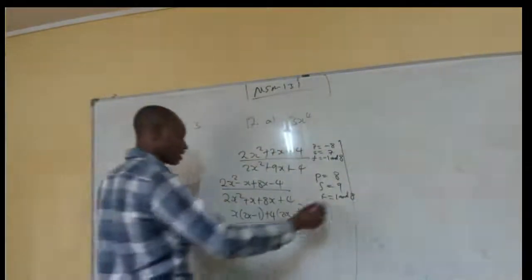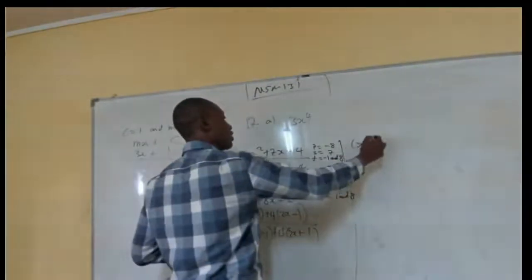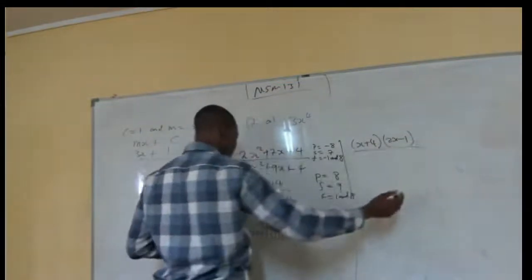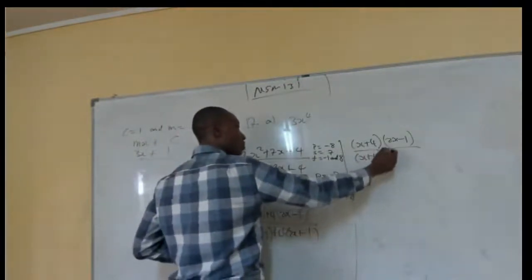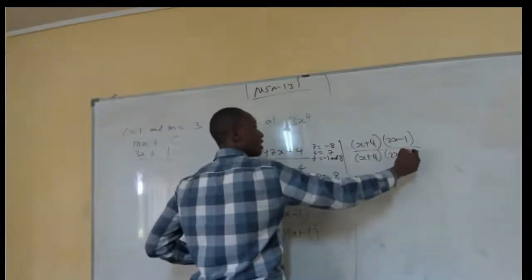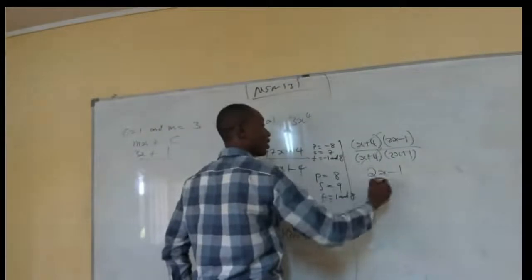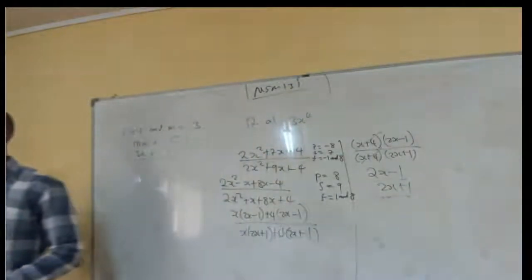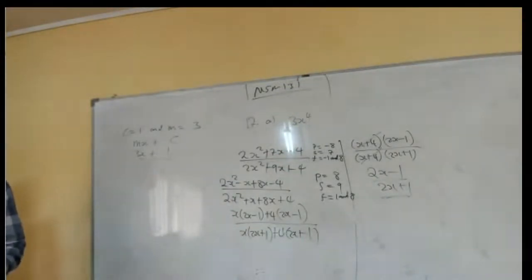So from here the numerator ends up becoming x plus 4 multiplied by 2x minus 1, and the denominator ends up becoming x plus 4 multiplied by 2x plus 1, alright? So now this and this will cancel, so the final answer is 2x minus 1 over 2x plus 1. So that's the final answer, 2x minus 1 over 2x plus 1.